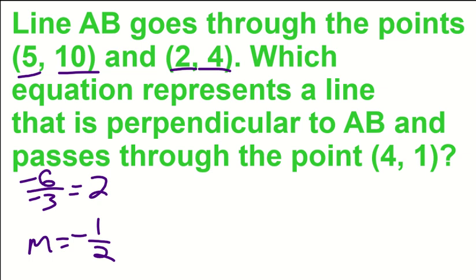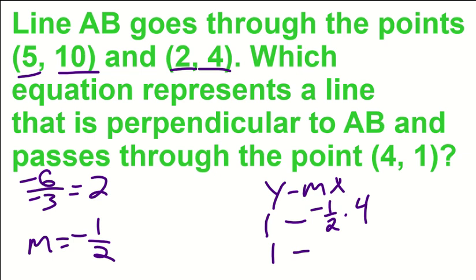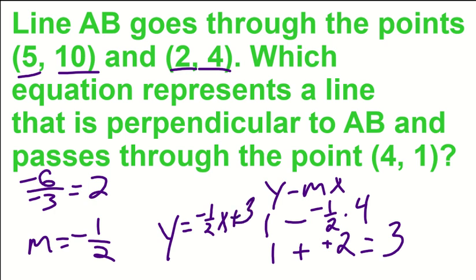We use our ordered pair and do y minus mx. So our y value is 1 minus 1/2 our x value. 1 minus half of 4 is 2. But it's a negative times a positive, so that makes a negative 2. Same, change, change. That equals 3. So when we put those together, we got y equals negative 1/2 x plus 3.